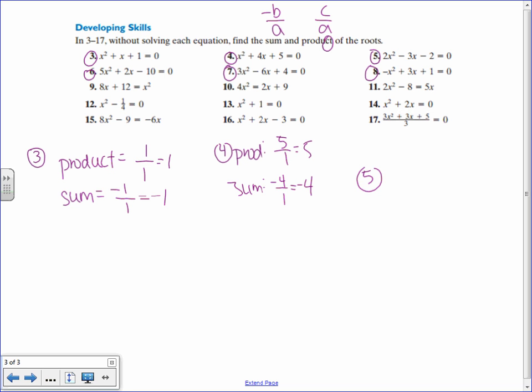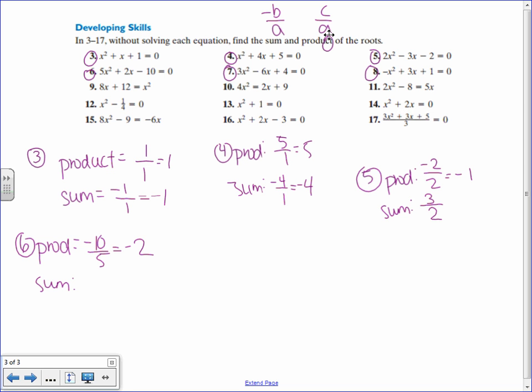For number 5, product is going to be C over A, so negative 2 over 2, which is negative 1. And my sum is going to be negative B over A, which is going to become a positive 3 over 2. For number 6, my product is going to be C over A, so negative 10 over 5, which is negative 2. And my sum is going to be negative B over A, so negative 2 over 5, and then just leave it.